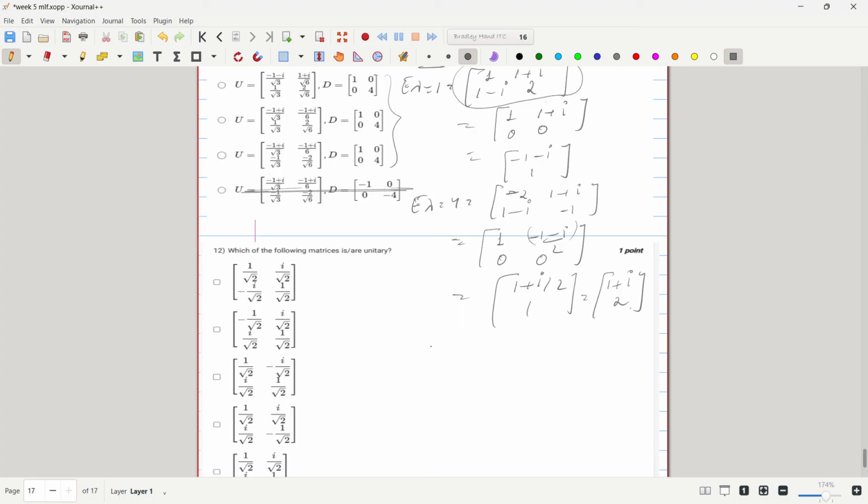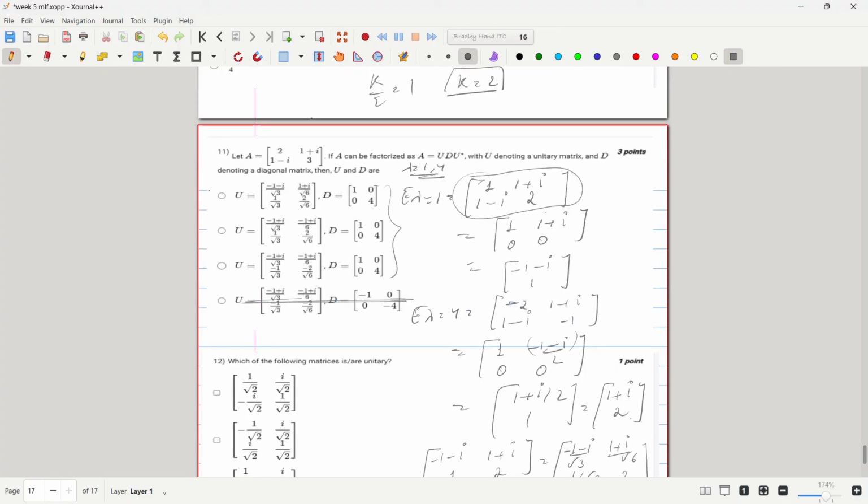Now your eigenvectors are minus 1 minus iota, 1, and 1 plus iota, 2. If you normalize, this will be minus 1 minus iota by root 3, 1 by root 3, 1 plus iota by root 6, and 2 by root 6. If you check the options, option A will be your correct answer.